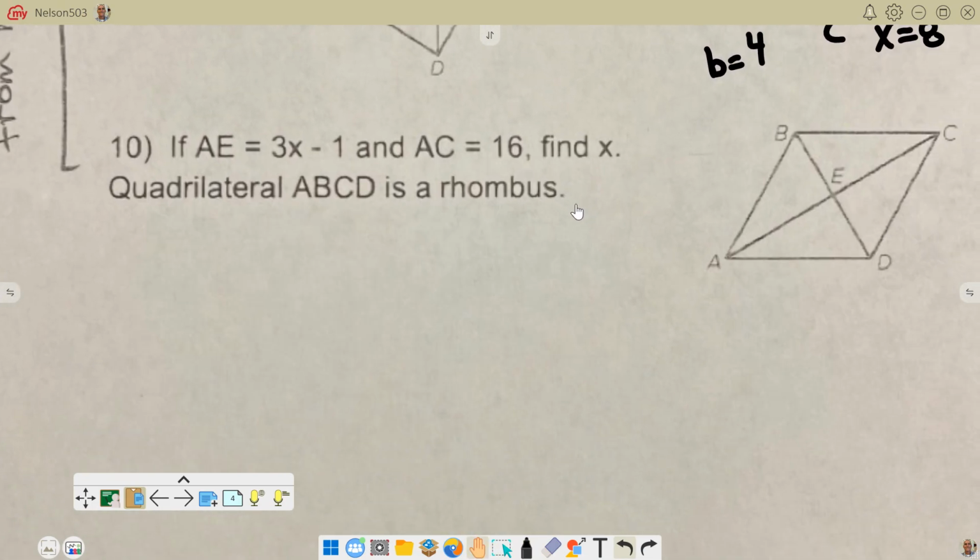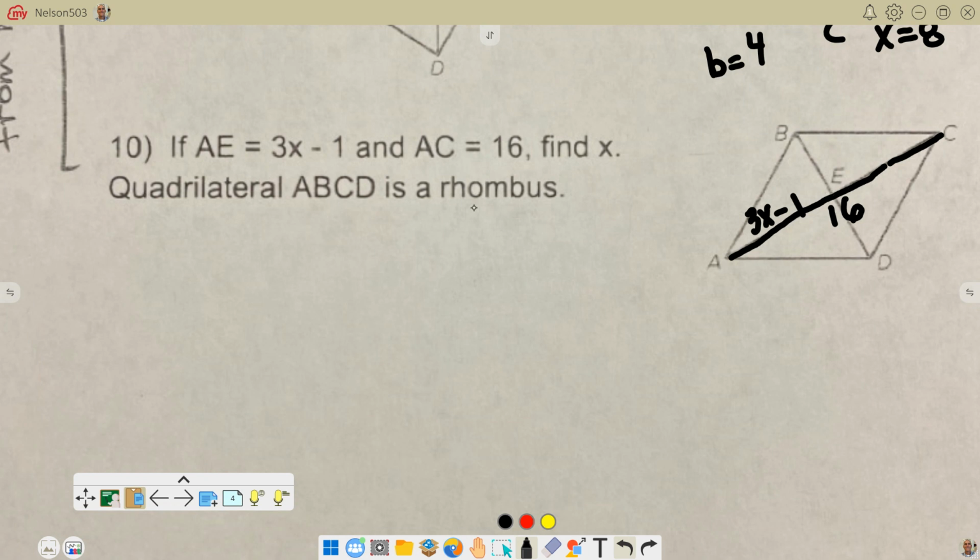Number 10, it says AE is 3x minus 1. So I would put 3x minus 1 right here, 3x minus 1. Now this is a little bit more difficult. It says A to C, the whole thing is 16. So maybe you highlight that and you put down 16. Now my eyes don't have to look over here and read this stuff. It just has to look at my information here.